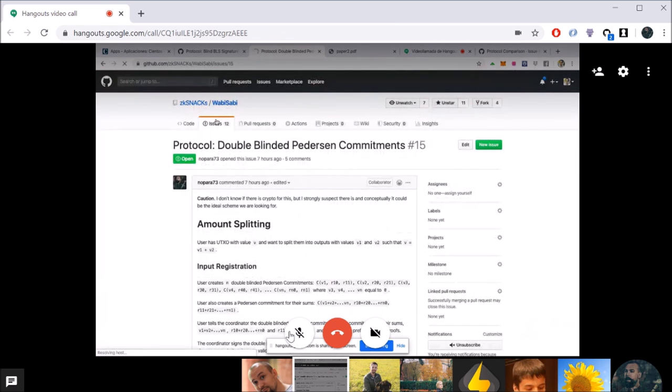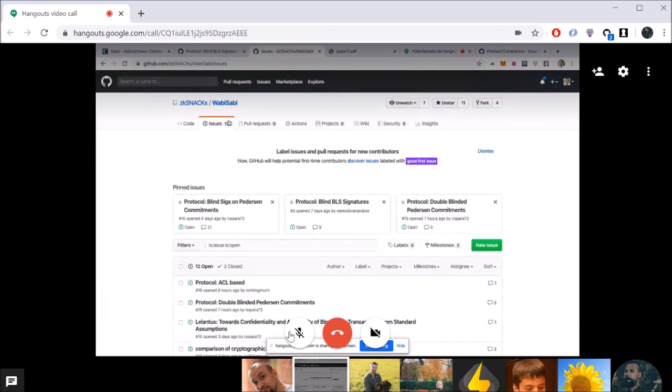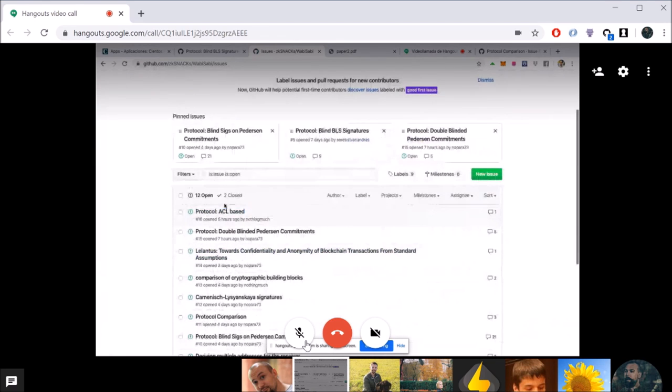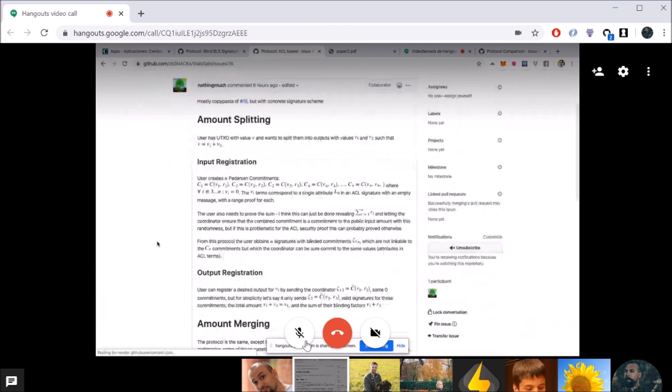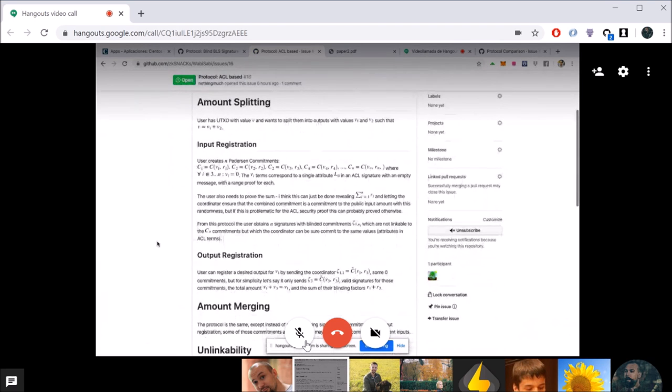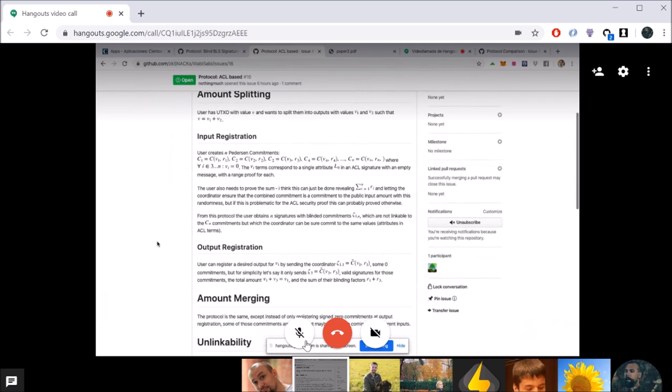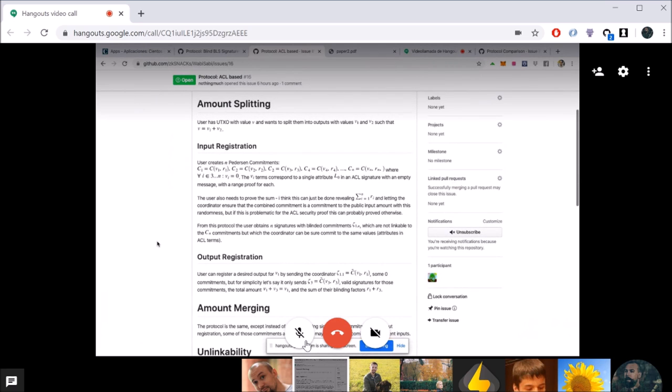I guess the first thing is we should give some credit for this idea of double blinding the commitments. And that comes from a paper relating to Zcoin, Lelantus, I think it's called. And the idea there is, it's not a signature-based approach, but there's a lot of similarities.